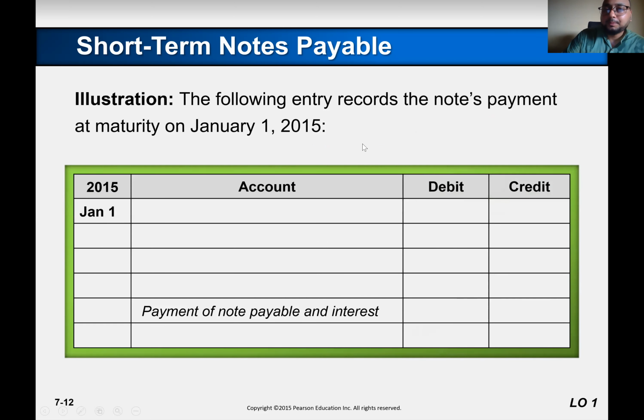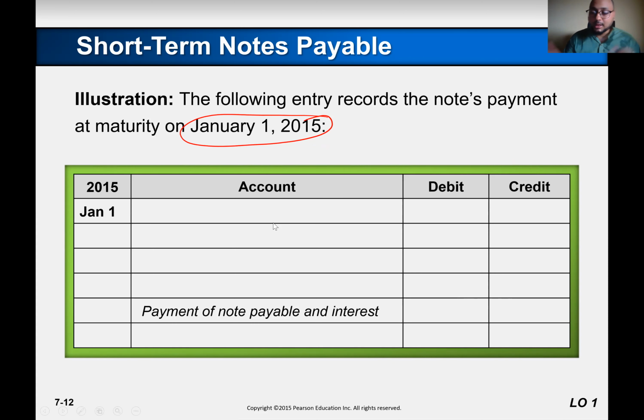Okay, now on 30th of December or January 1st, 2015, we will pay our liabilities. Means notes payable, we will retire it. So that 8,000 we will pay back plus the interest, right? And we already expensed 600 interest expense, right? And that already went to the income statement.